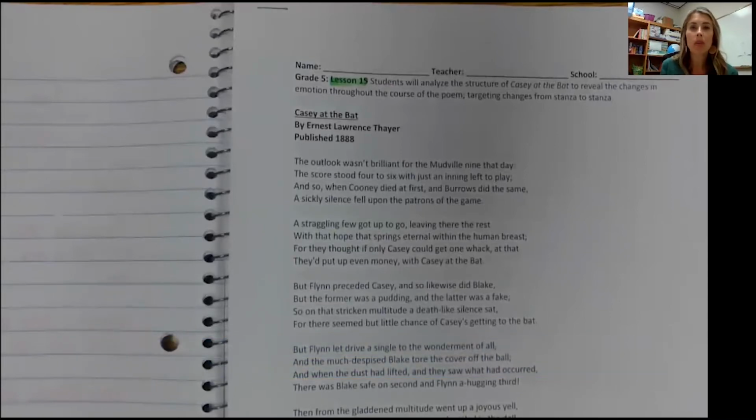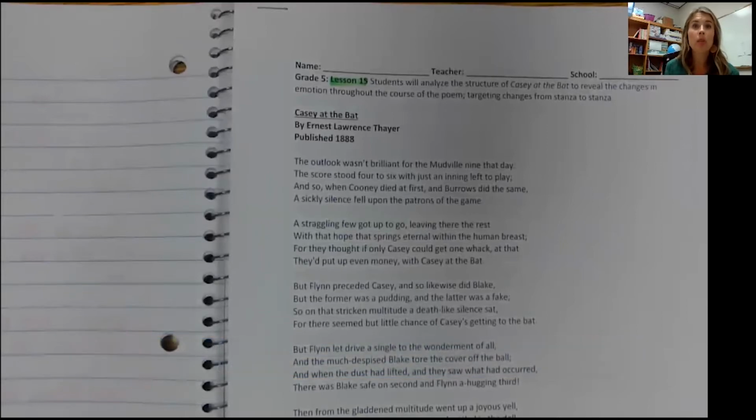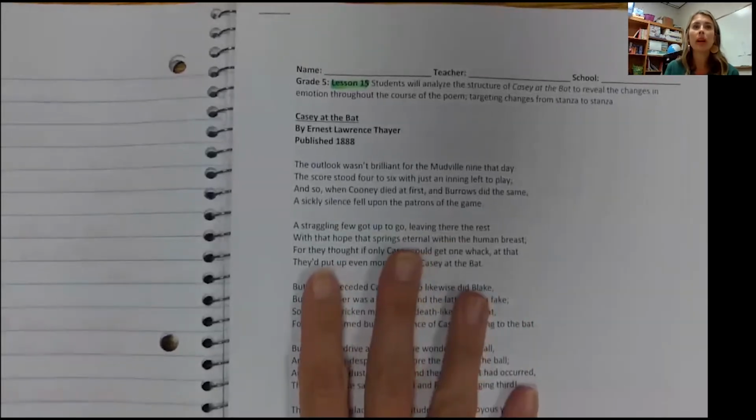If you didn't see any of our previous lessons, you can find them at www.tn.gov/education. You can still tune into today's lesson if you haven't seen our others, but it might be more fun if you go back and watch our lesson, since today we'll be talking about things we learned previously. Today, we'll take our last deep dive into Casey at the Bat to see what else we can learn.